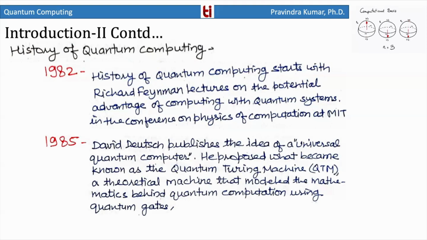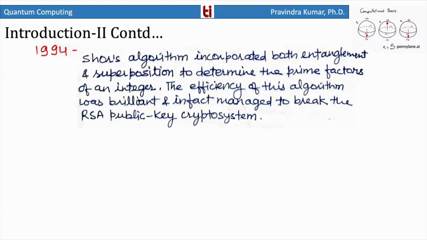He proposed what became known as the quantum Turing machine, a theoretical machine that modeled the mathematics behind quantum computation using quantum gates, a set of operations that permits multi-state computing. In 1994, after 9 years, Peter Shor presented an algorithm that can efficiently find the factors of large numbers.